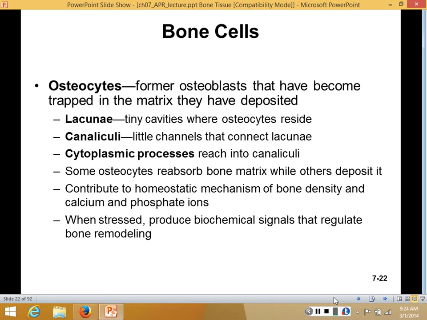Contribute to your homeostatic mechanism of bone density and calcium and phosphate ions. It regulates the amount of calcium and phosphate ions in our blood, which is a really, really essential function. And it's also responsible for maintaining our bone mass, which is very important as well. When stressed, produce biochemical signals that regulate what? Bone remodeling. Okay, we have what you call strain sensors on our bone.